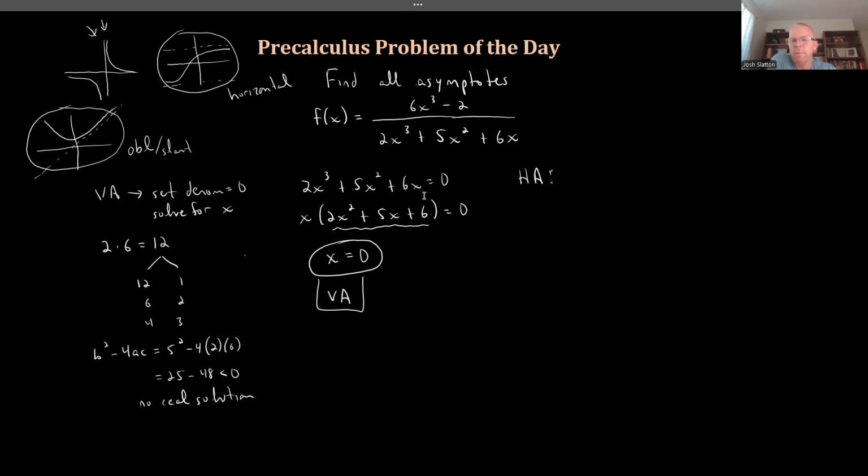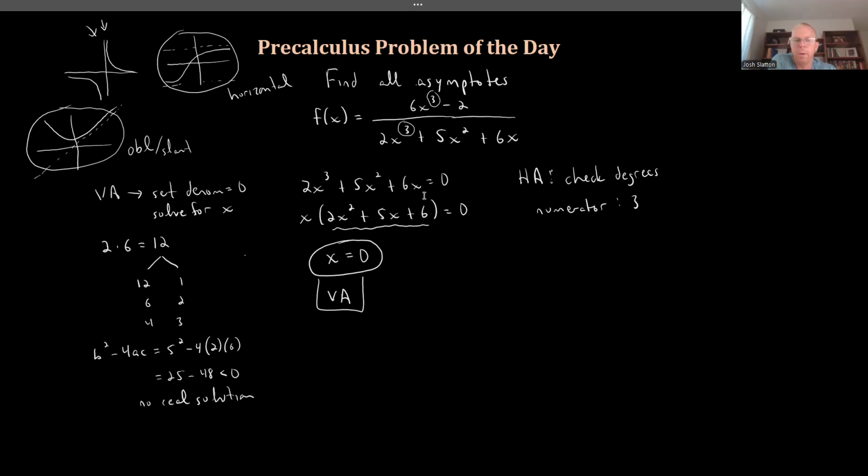So check the degree of the polynomials. The degrees of the polynomials are whatever the highest exponent is in that polynomial. So we have on top in the numerator a degree of 3 because we have the cube.